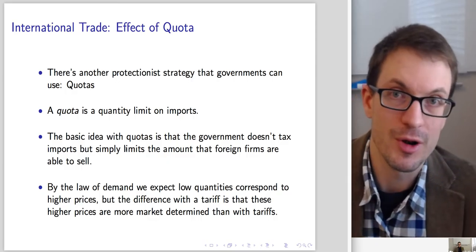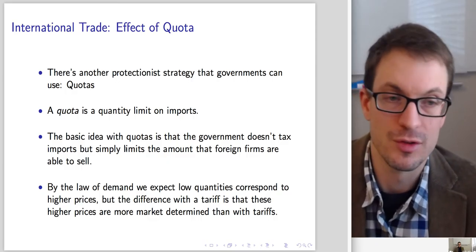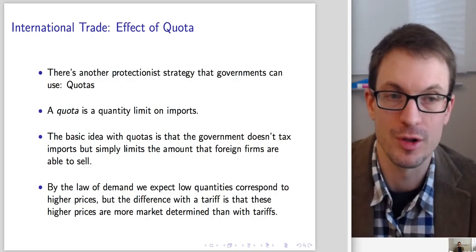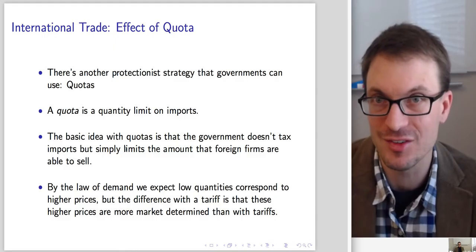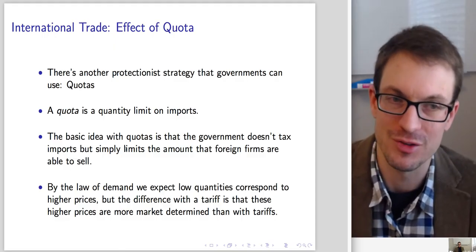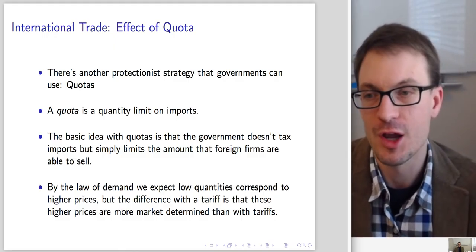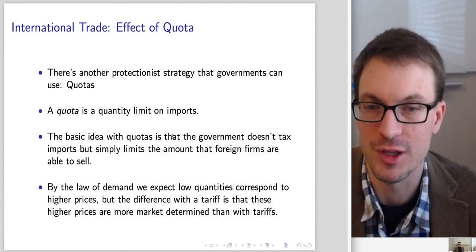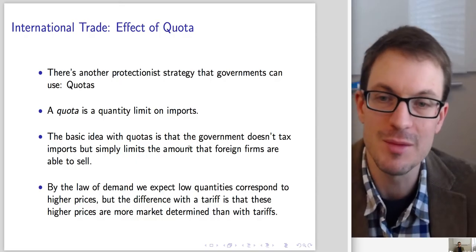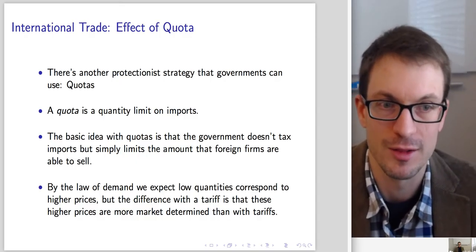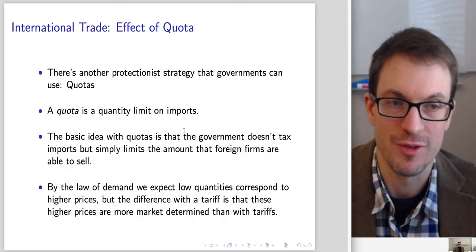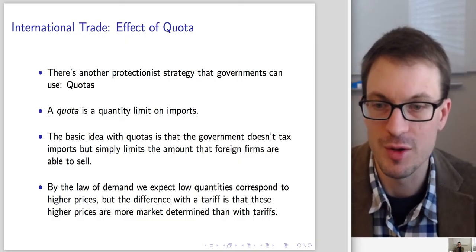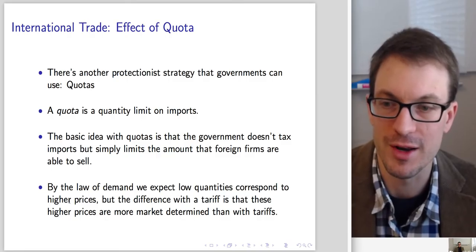Okay, so there's another protectionist strategy governments can use, and that's quotas. Quotas are quantity limits on imports that work a little bit different than a tariff. So tariff is a tax. It's a price intervention. Quotas are a quantity intervention. So the idea is that with quotas, the government doesn't tax imports, but it limits the amount that foreign firms are able to sell. So in some sense, this affects the price, right? Smaller quantity, higher price. By the law of demand, we expect low quantities to correspond to higher prices.